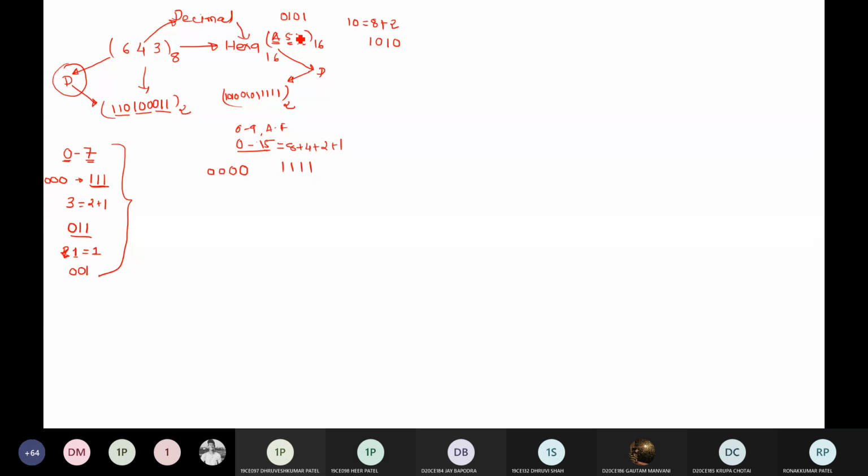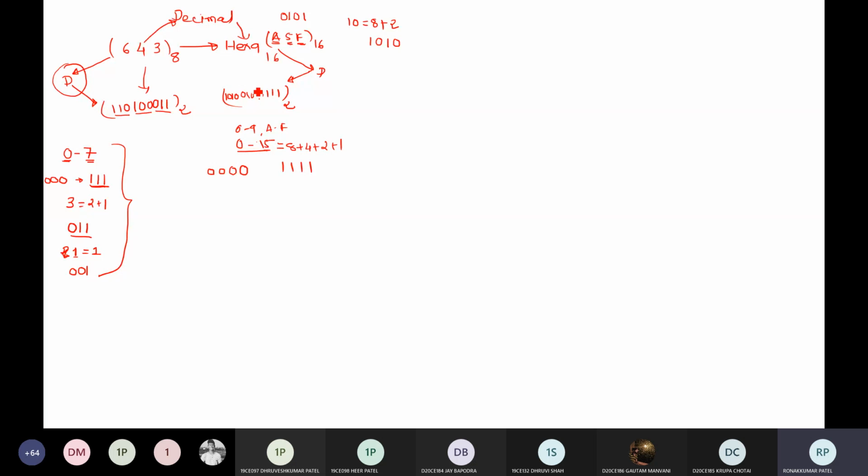This is the hexadecimal to binary direct conversion, right? If you want to check, you can convert hexa to decimal and decimal to binary. You will get this number only. But this way you can directly write.